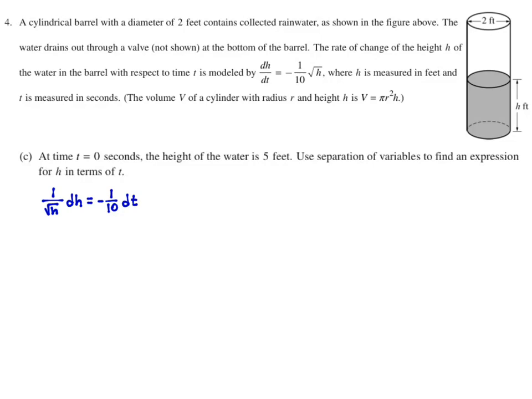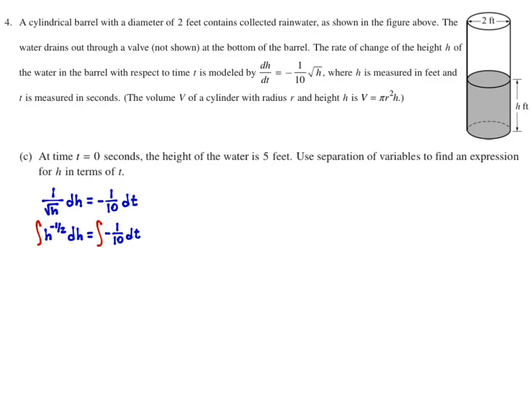The next step here is going to be to integrate, and again, a common mistake I see all the time is, oh, that's 1 over something, so it's going to be the natural log of rad h. No, because for that to be true, the exponent in the denominator has to be 1. In this case, the exponent in the denominator is 1/2 because of the radical. So what I need to do is rewrite this as a negative exponent, so it'll be h to the negative 1/2 dh equals negative 1/10 dt.